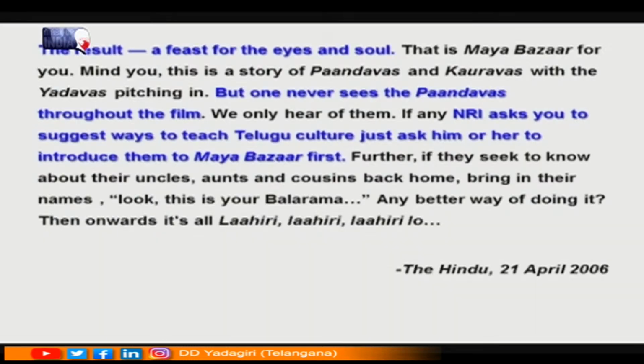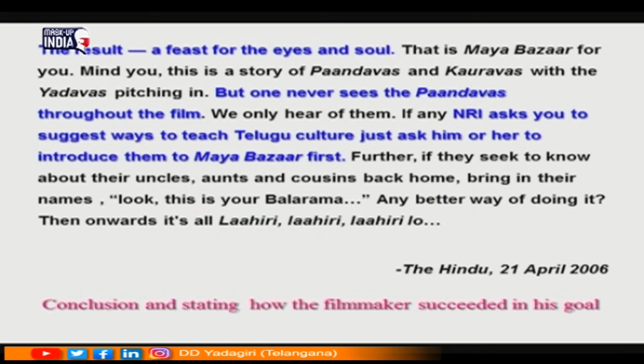Children, you can see the highlighted words over here. The result, a feast for the eyes and soul, but one never sees the Pandavas throughout the film. NRI asks you to suggest ways to teach Telugu culture. Just ask him or her to introduce them to Mayabazaar first. This is about the concluding statements and also stating about how the filmmaker succeeded in his goal.